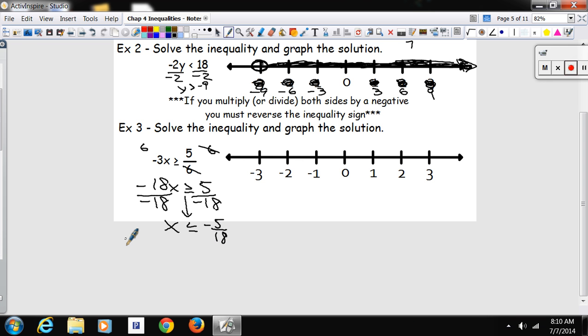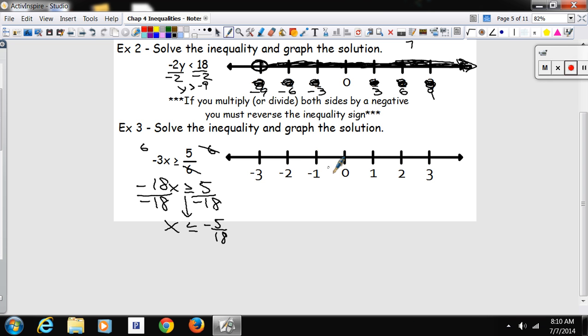Where is that going to be? Between what two numbers would negative 5/18 be? Would it be between these two, these two, these two? Where would negative 5/18 fall? Well, we know it's not on the right because it's not positive. It's negative. Is it to the left of negative 1? It's actually going to be a fraction that's a decimal, so it's going to have to be between 0 and negative 1.